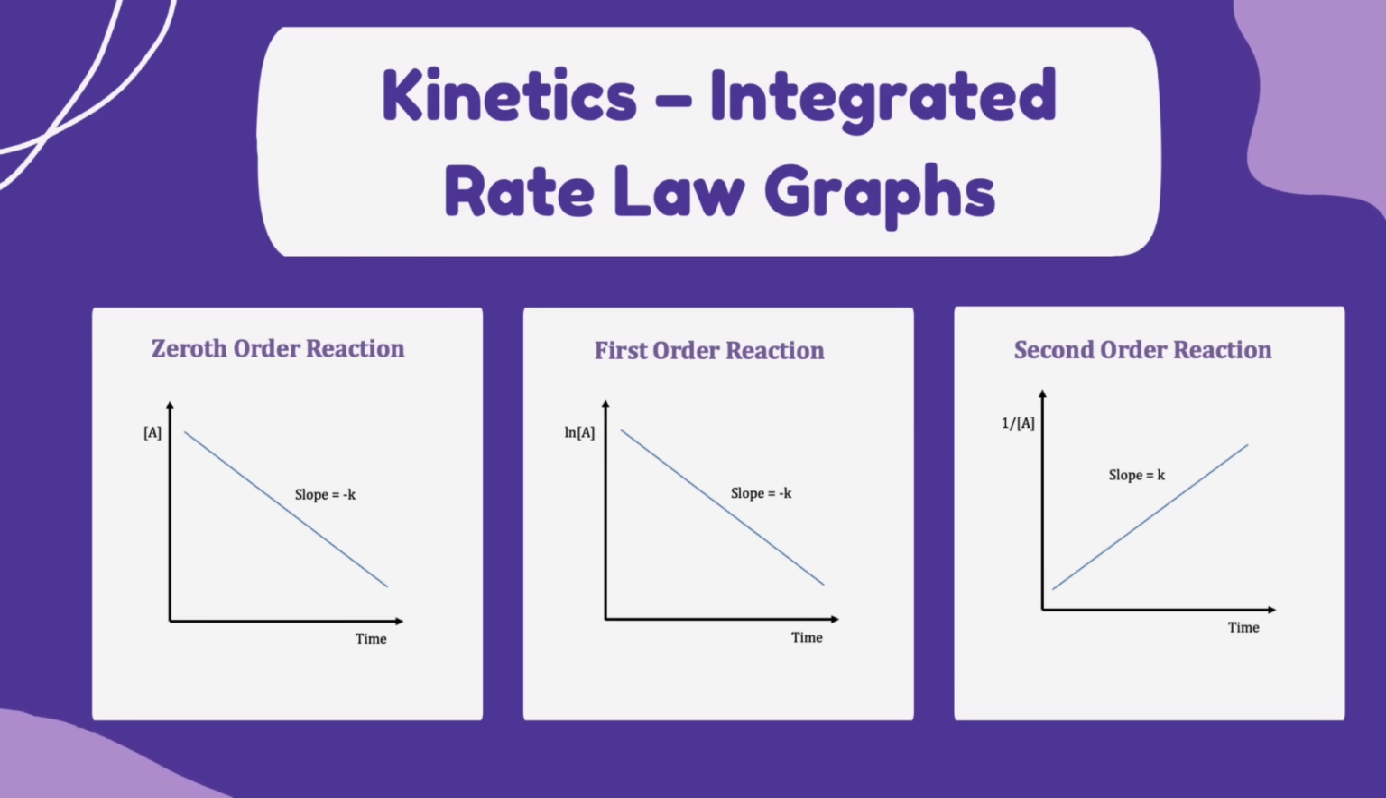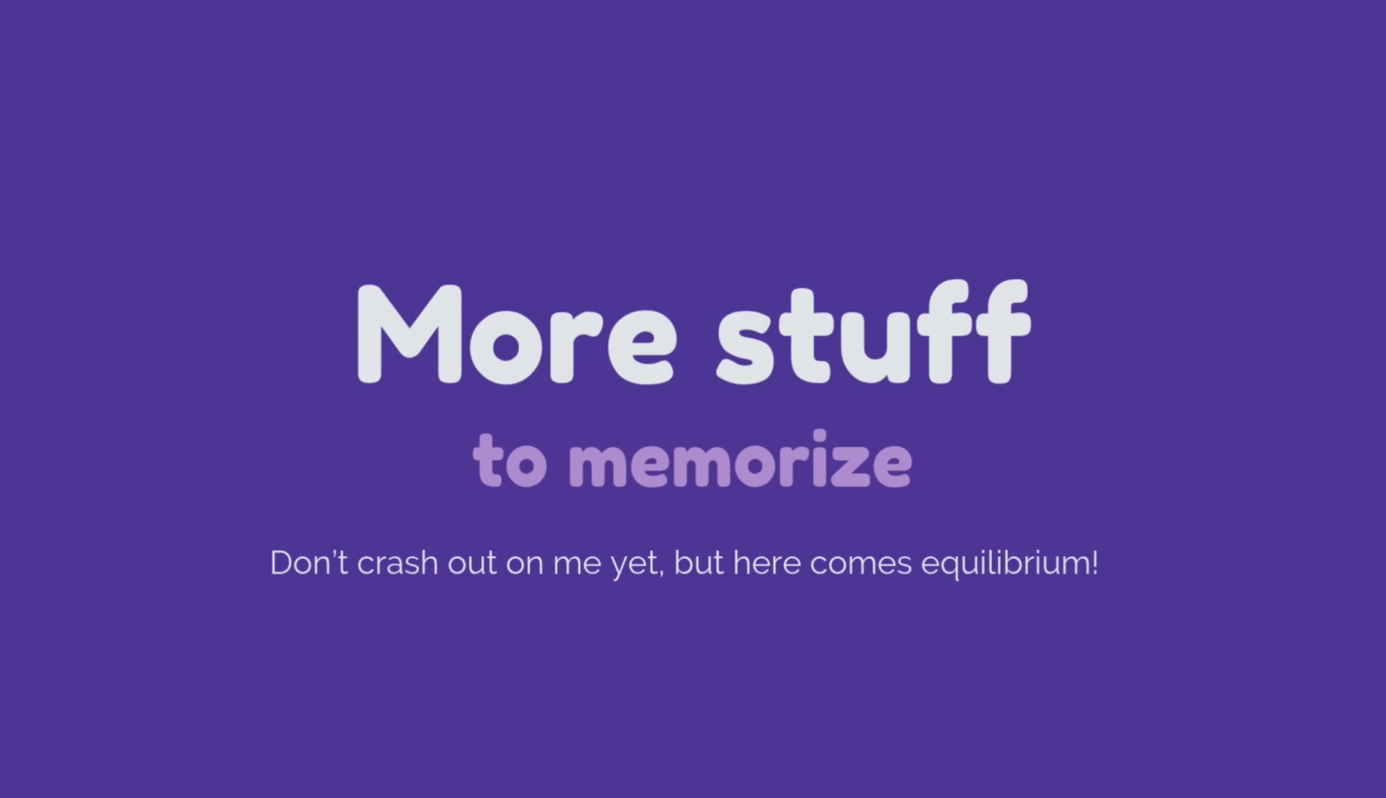Notice for the first two, we have a negative slope. That is equal to negative k, or the negative rate constant, versus with a second order reaction, that's where we see a positive slope, and that slope is equal to plus k. Done. Here comes acid-base chem.